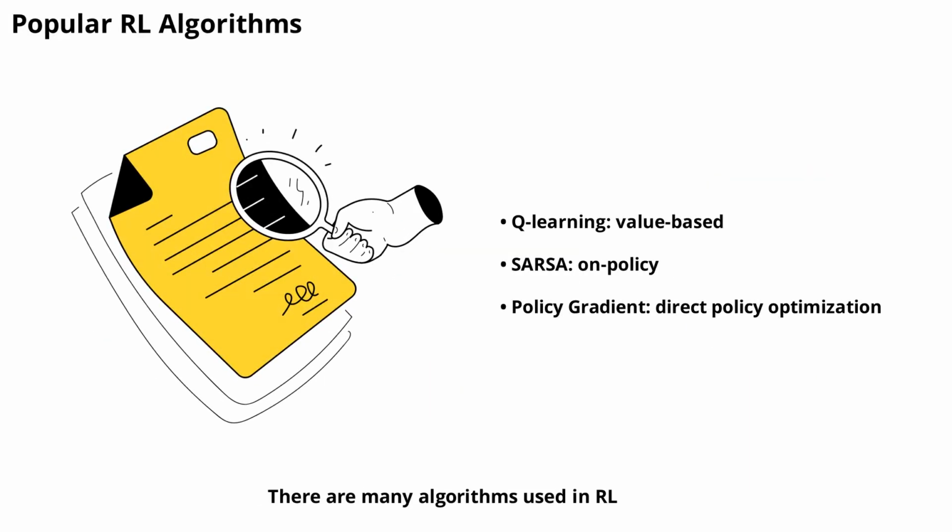There are many algorithms used in RL, each with its strengths and weaknesses. Some of the most popular include Q-learning, SARSA, and policy gradient methods. Q-learning is a value-based method that learns the value of actions in each state. Policy gradient methods directly optimize the policy. Each algorithm has its own approach to balancing exploration and exploitation, and to updating the agent's knowledge.